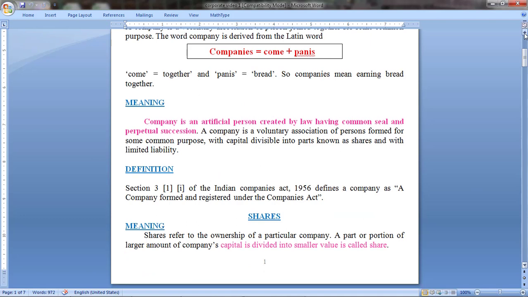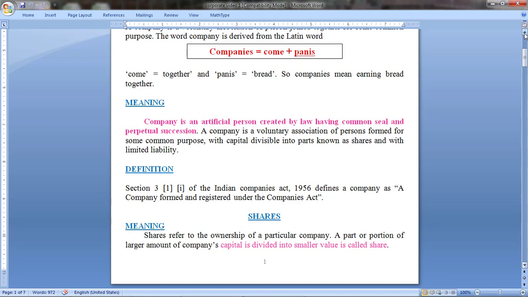A company is an artificial person created by law having common seal and perpetual succession. A company is not a real person. It is an artificial person created by law. Hence, it cannot sign documents by itself. So, it will sign the documents with the help of a natural person.